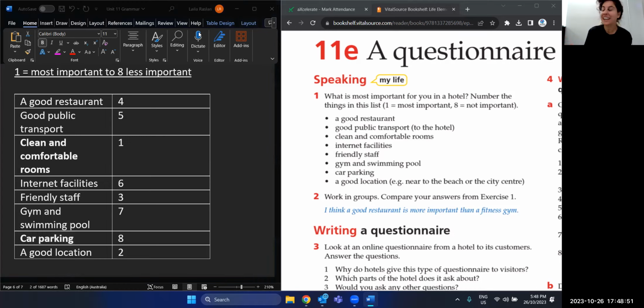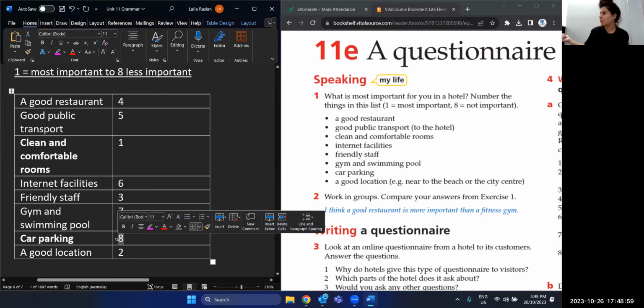Gym and swimming pool, Clayton, same as, yes, Alina. Yeah, number 8. Anyone have a different number 8? Car park, gym, swimming pool. Yeah.